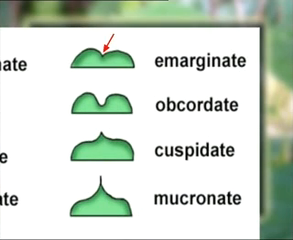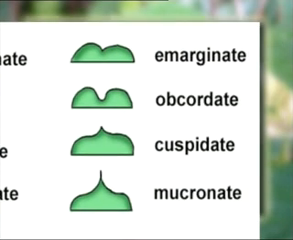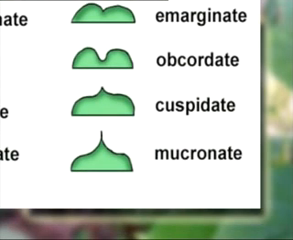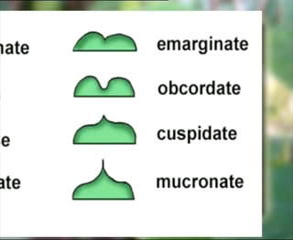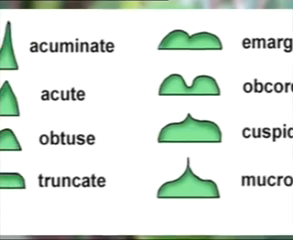Then emarginate. The apex of the leaf is notched towards the petiole at the midvein. For example, in Begonia. Then macronate. A rounded apex terminated abruptly in a short point on midvein. For example, leaflets of Acacia obtusifolia or Crotalaria macronata. Obcordate. Inversely heart-shaped, deeply notched at the top. For example, leaflets of Oxalis corniculata.